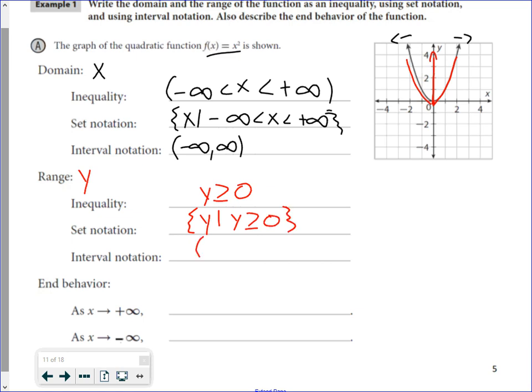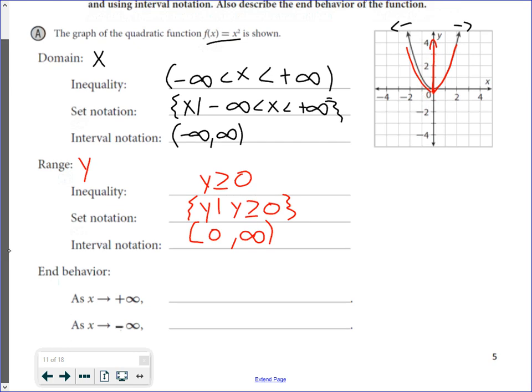Interval notation, we go from 0 to positive infinity. Sorry, I don't know if I put parentheses around the 0. It should be a square bracket. So remember, range is every single possible y value on the graph. So start from the lowest y value and see what the biggest one is.